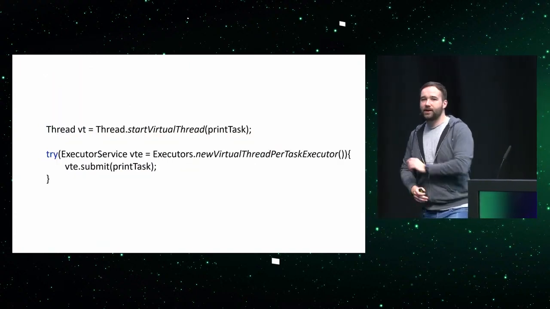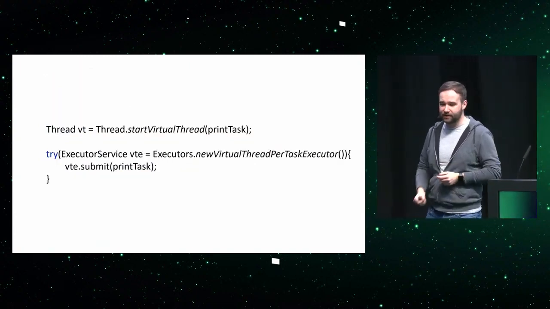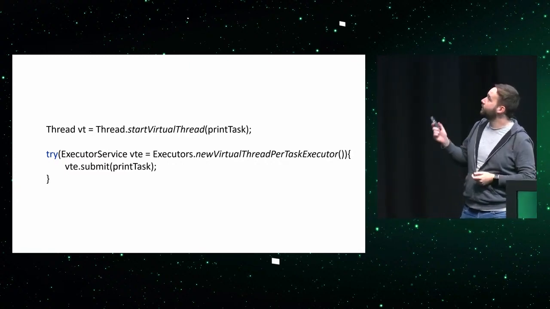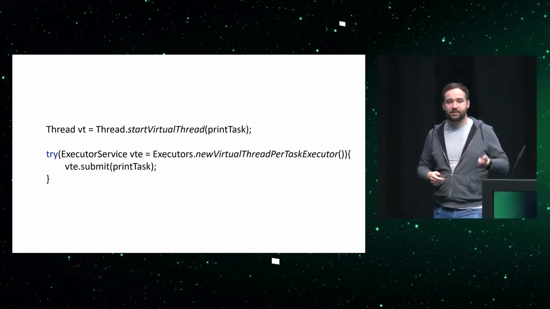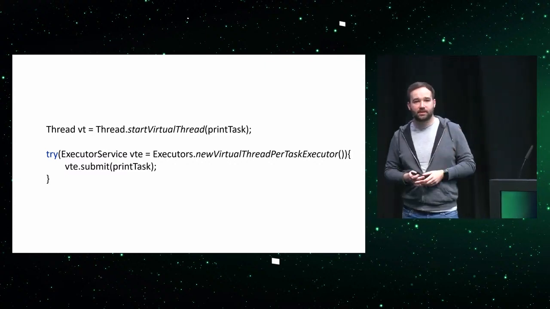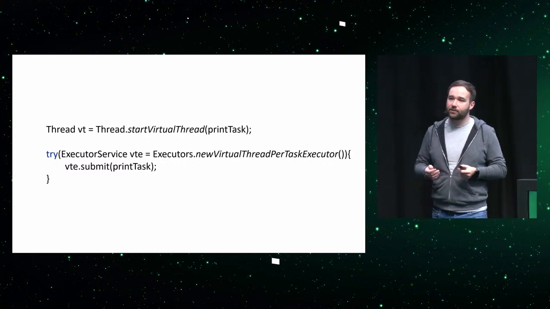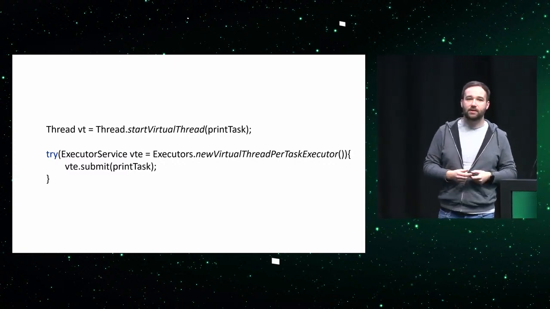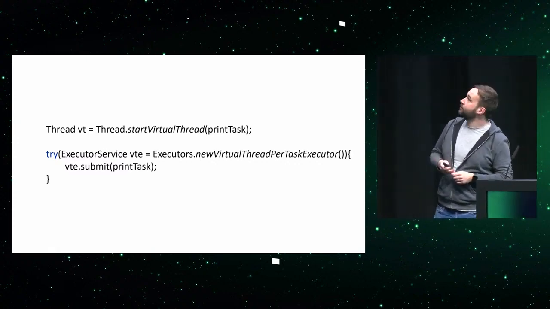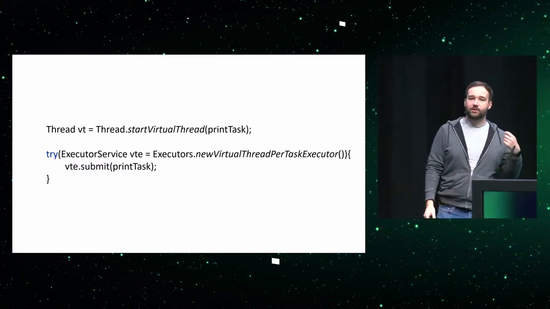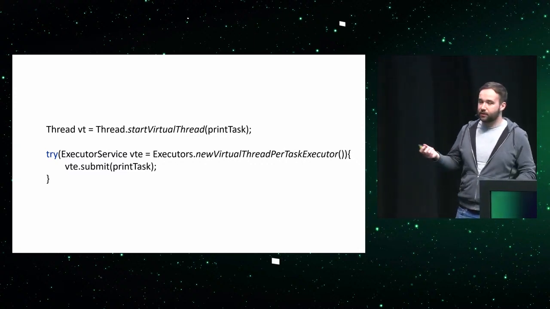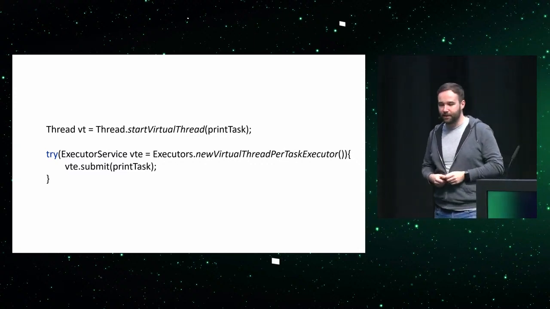So how do we create a virtual thread? Well, that's very straightforward. We have two very easy ways. The first is startVirtualThread on the Thread class. It is a static builder method that will create a virtual thread for you and immediately start it with the task that it has been given. In this case, it has been given the print task. So a thread is created, it's immediately started, and it will run this print task.